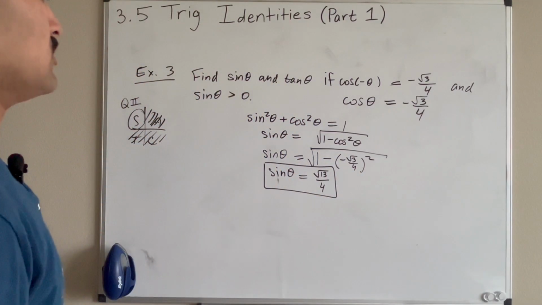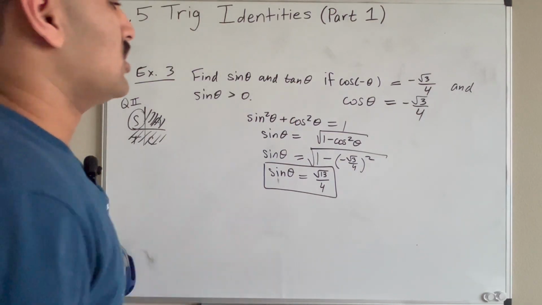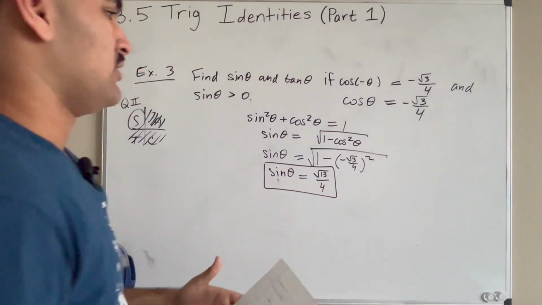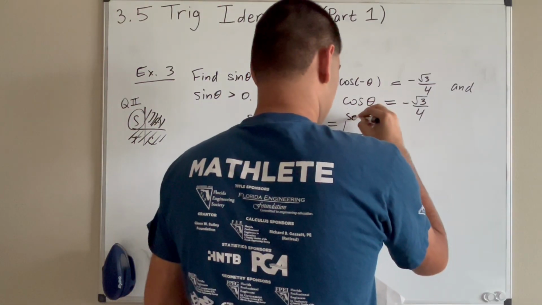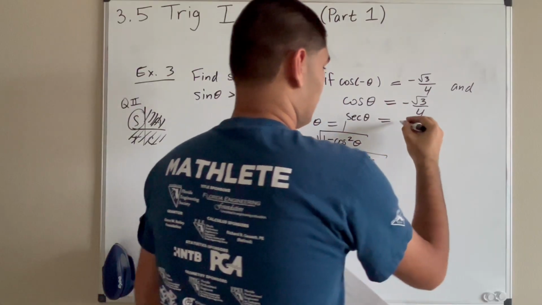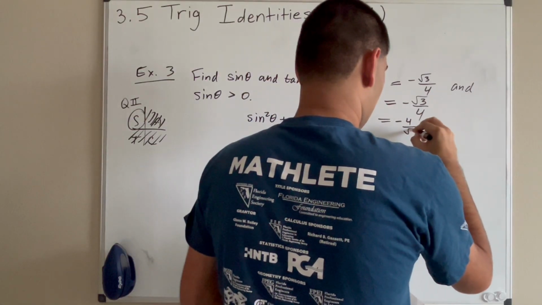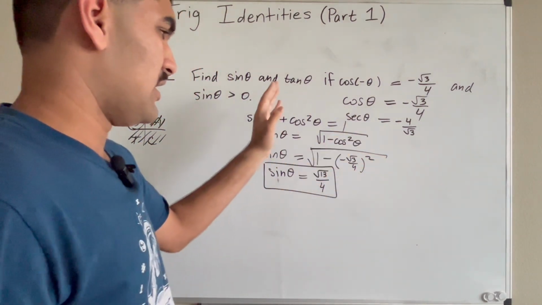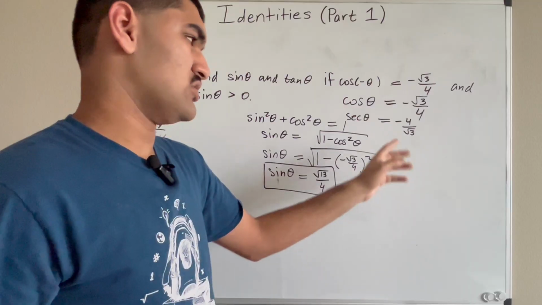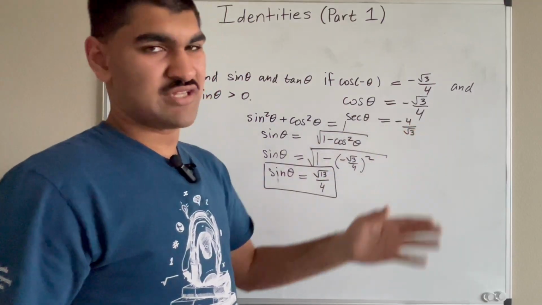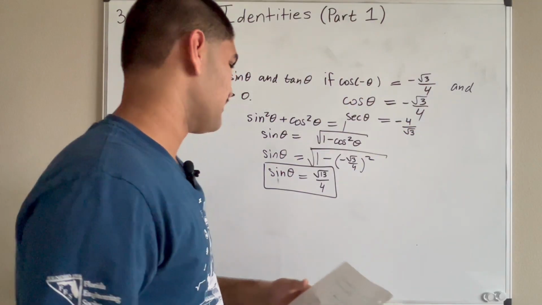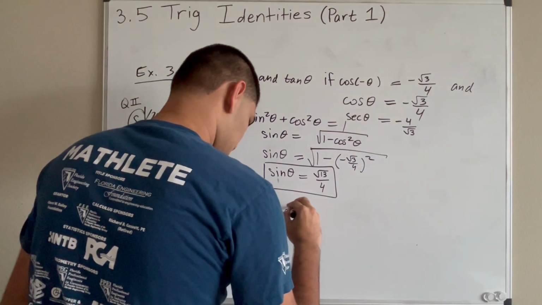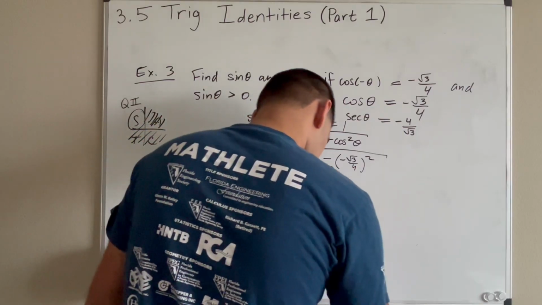All right, so now we just need to find tangent theta. We know cosine theta is negative square root of 3 over 4. So we can find the reciprocal of cosine, namely secant, and that's equal to negative 4 over square root of 3. There's no need to rationalize here yet, because we're just going to square this eventually. Rationalizing it right now is just extra work, so we don't need to. But then let's use our identity: 1 plus tangent squared is equal to secant squared.